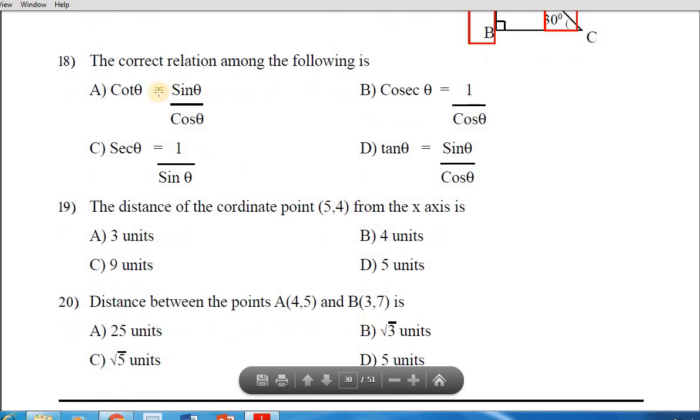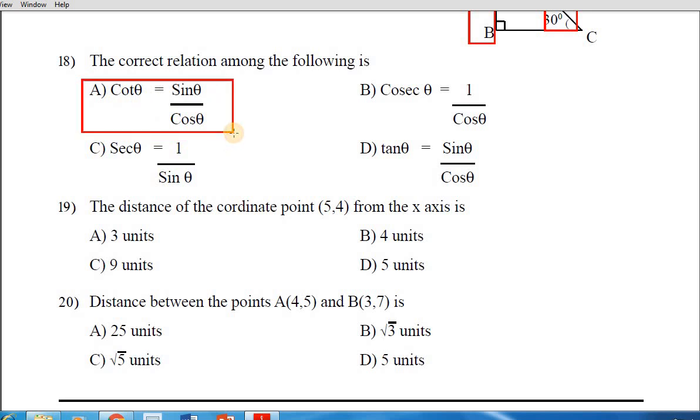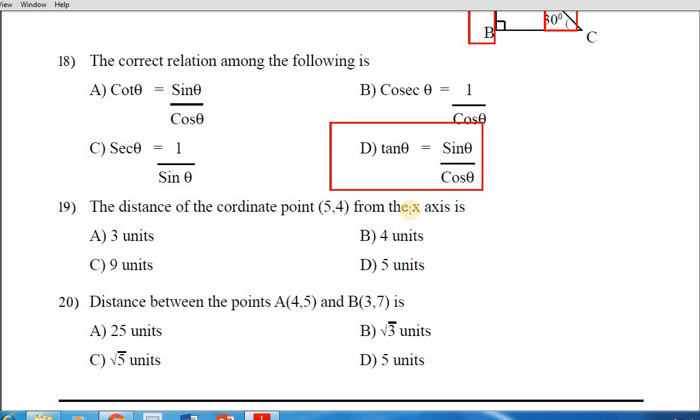Question number 18, children. The correct relation among the following is. Option A: cot theta equals sin theta by cos theta. Wrong. Cot theta is equal to cos theta divided by sin theta. Hence option A is wrong. Cosec theta is equal to 1 by sin theta, but here 1 by cos is given. This is also wrong. Sec theta is equal to 1 by cos theta, but here 1 by sin theta is given. This is also wrong. When options A, B, C are wrong, obviously option D has to be right. Anyhow, let's check one more time. Tan theta is equal to sin by cos theta. So option D is right.